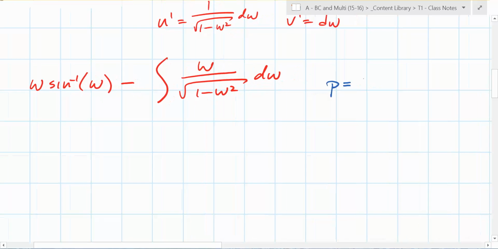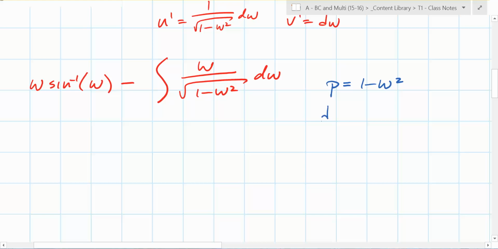1 minus W squared. Exactly. And what's the big takeaway? Why do we use 1 minus W squared? Or when we look at that, what's the big hint that direct substitution is going to help us here? Yeah. So the thing you're looking for generally is power here is 2, power there is 1. So you have powers that are 1 off.